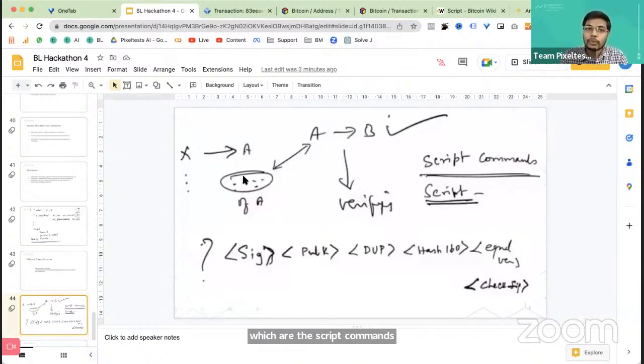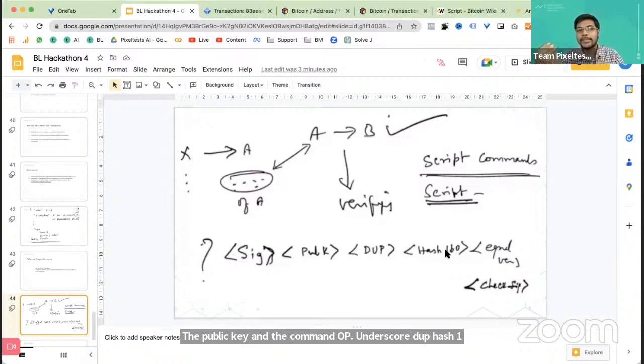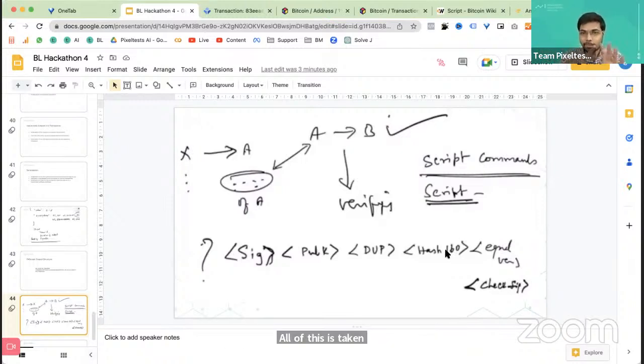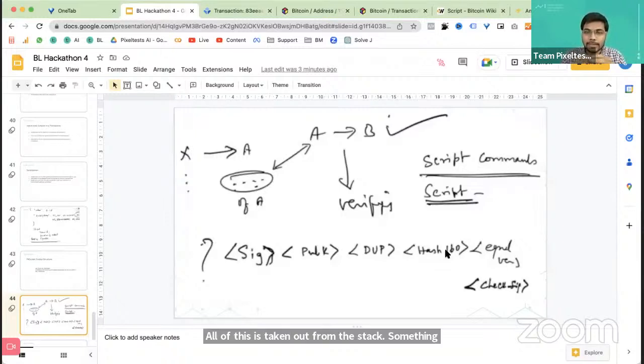Now what this script does is, whenever the script command gets executed, all these inputs, which are the signature, the public key, and the command OP_DUP HASH160, are taken out from the stack. Stack is something you can consider as the memory space it uses to perform this operation, right? So the script command takes inputs from the stack, verifies them, and puts the result back onto the stack, right? So let us try to understand more about the stack.